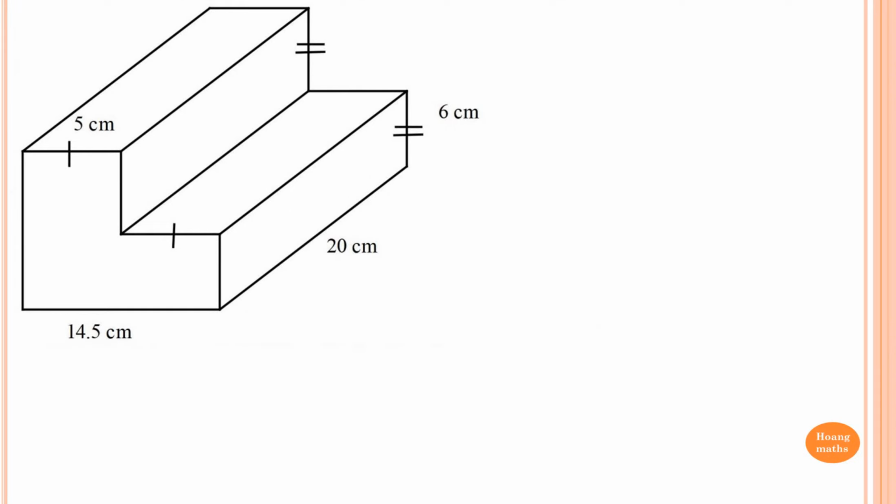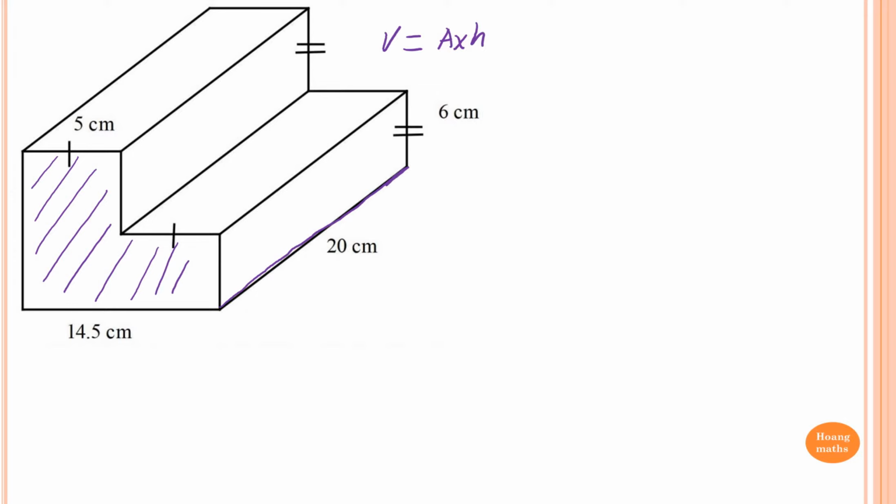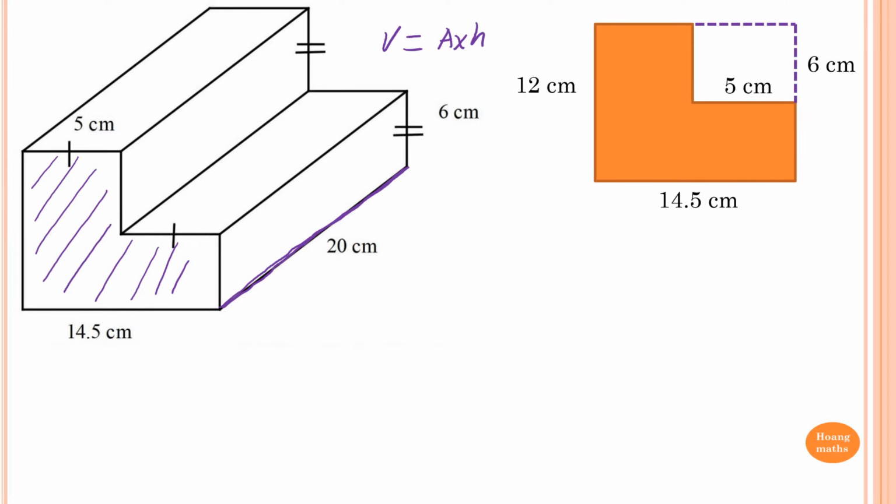So first of all, we know that volume is equal to area times height, which is perpendicular height. So what we need to do is find the area of this panel here, and then we just times by the perpendicular height of the solid, which is 20 centimeters. So the front panel is like this.